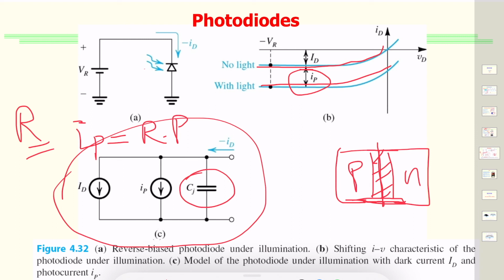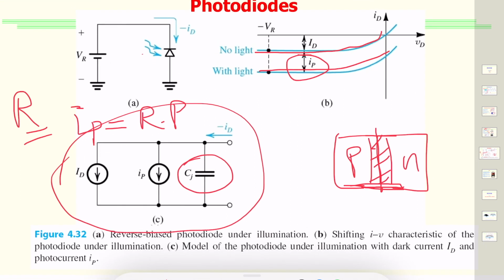Now, if you think about it, if these photodiodes are used in forward bias, then they would act like solar cells. They would just be doing the conversion of light into electrical energy.